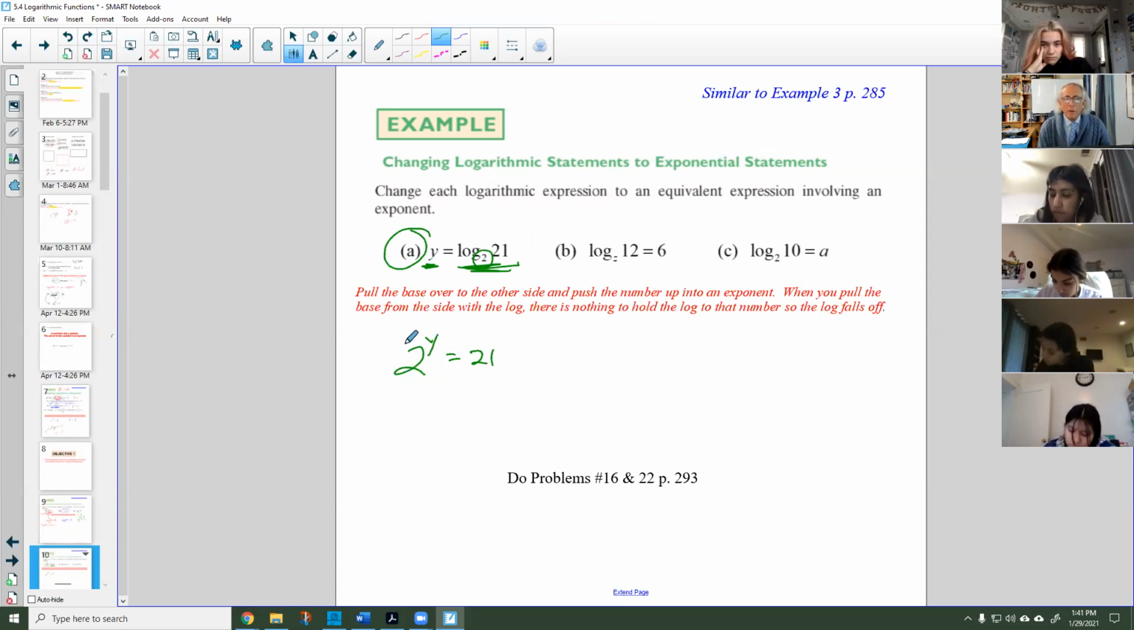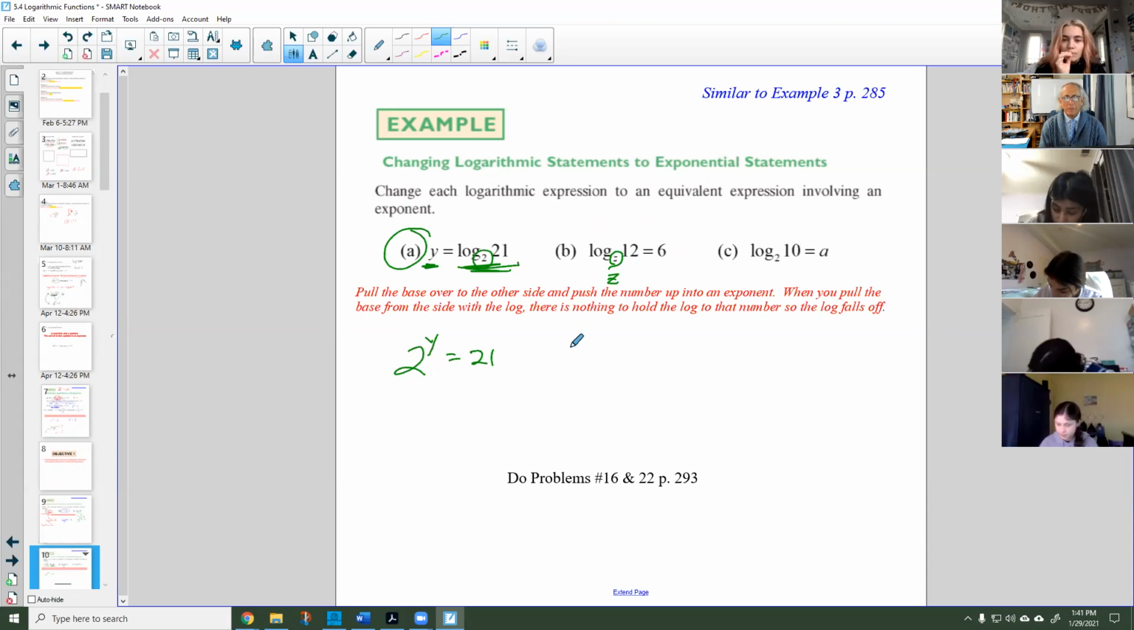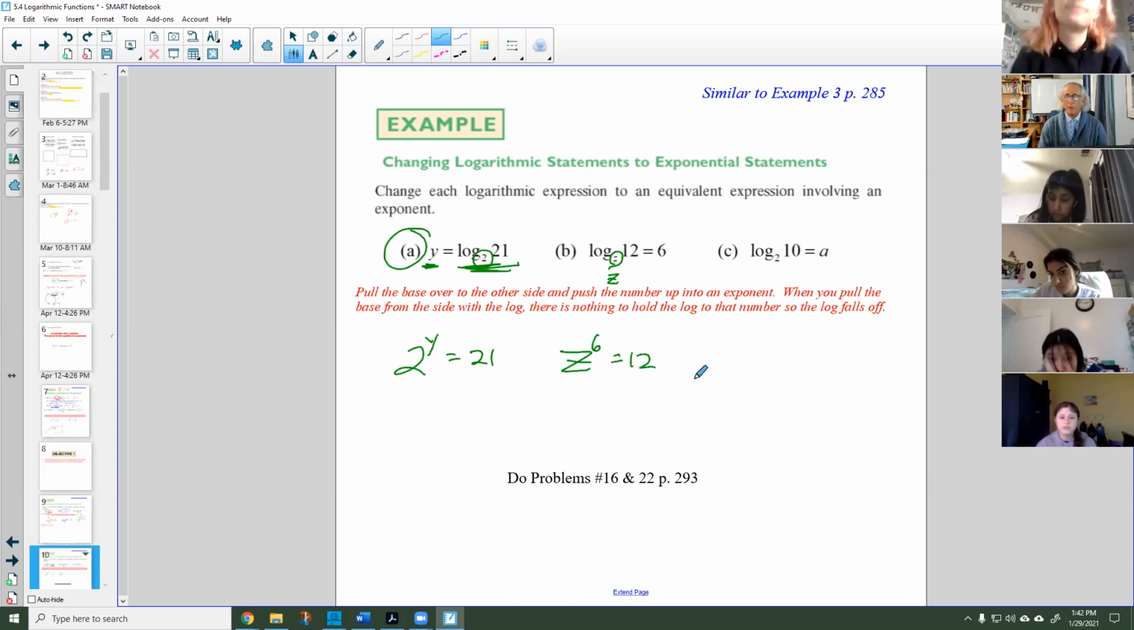Now this right here, this is a z. Okay, so that's log base z of 12 is equal to 6. So let's see who's going to do this one. Alexis, can you do this one? Yeah, so we would take z, and then it would be to the power of 6, which would be equal to 12. Very good. Very good.